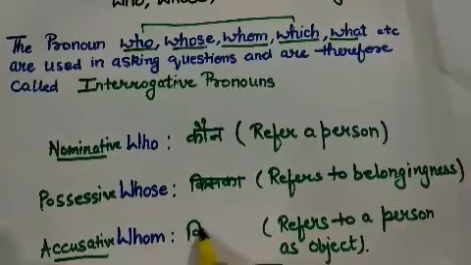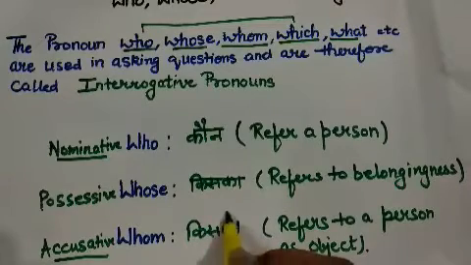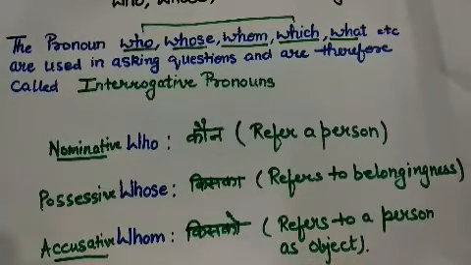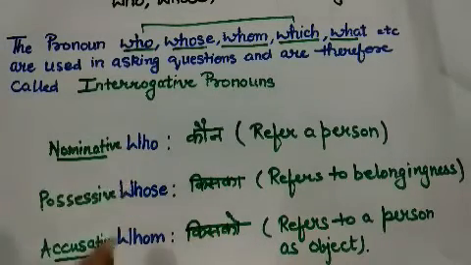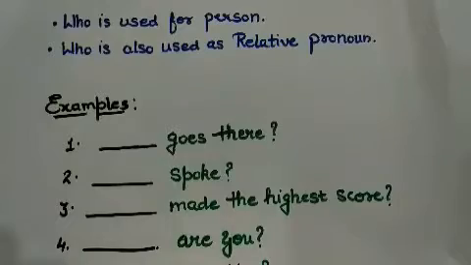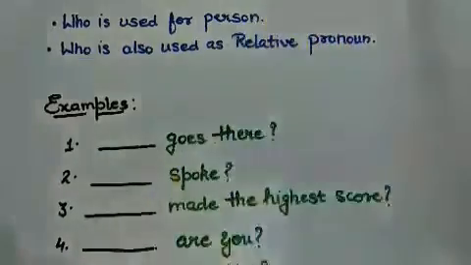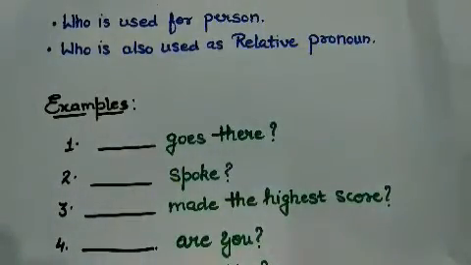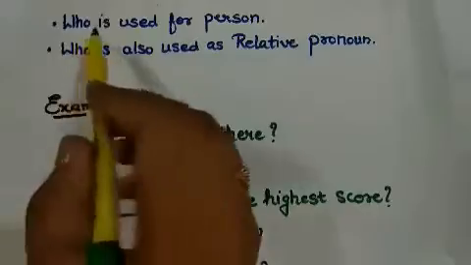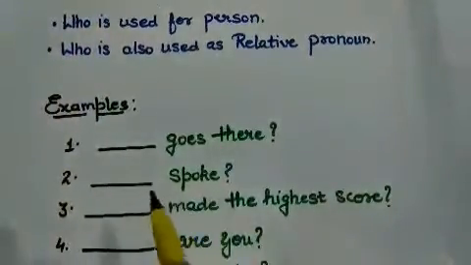So let us see how we can use who, whose and whom, and how we should take care about when to use who, when whose and when whom. Let us first check out who. Who is used for a person. When we are talking about a person, we use who. Let us see an example.